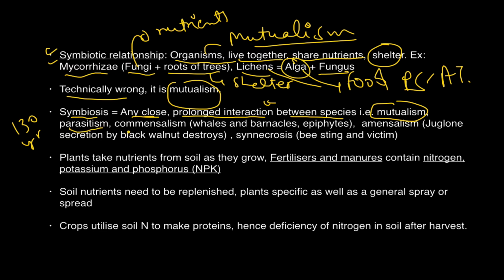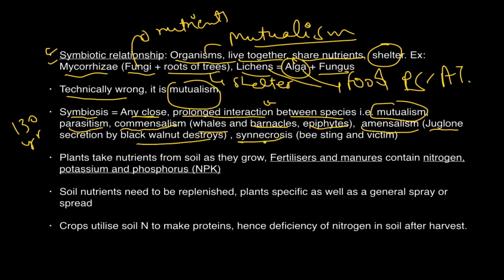Parasitism you know, like liver fluke in human beings, ascaris in human beings. Commensalism means where one party is benefited, the other is not harmed. Example, barnacles travel on whales. Epiphytes grow on other plants. You must have read in previous videos. Amensalism means one is harmed, the other is not affected. Example, juglone is secreted from black walnuts, and in the area near its roots, it destroys all the herbs.